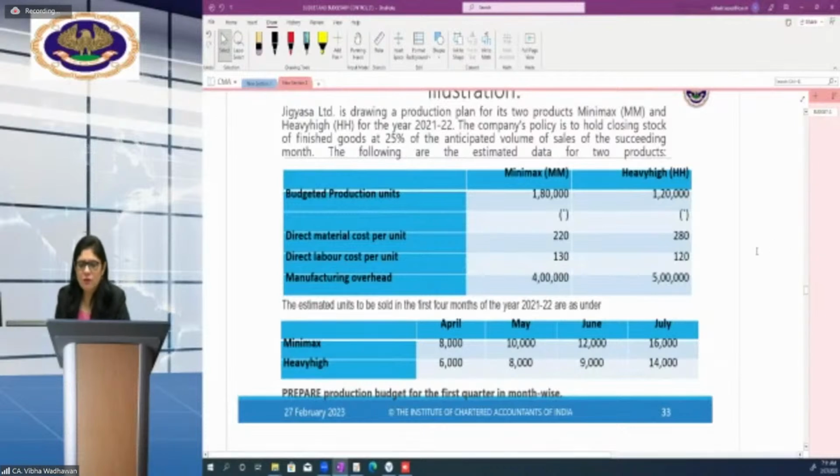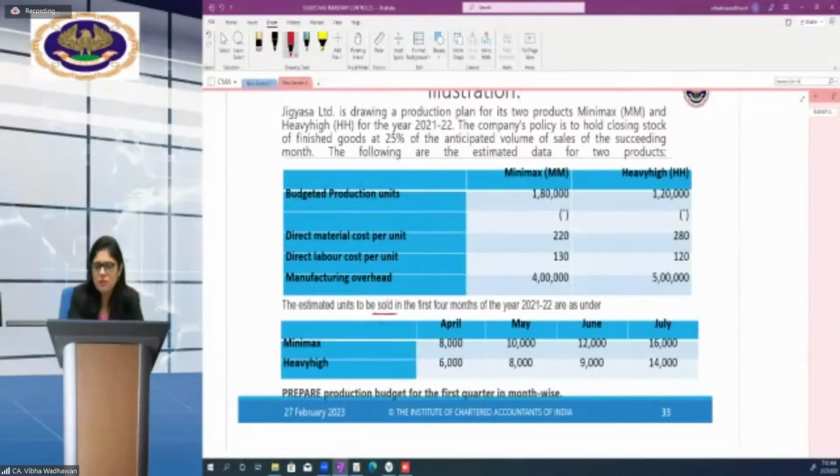So what we have is the following estimate data. Two products are there. We have the budgeted production units, and the direct material cost per unit. As I told you, variable cost should be denoted per unit. Manufacturing overheads are not per unit, so manufacturing overhead must be absorbed, right? Direct cost is always allocated, and indirect overheads or indirect costs are always absorbed, right? Then the estimated units to be sold.